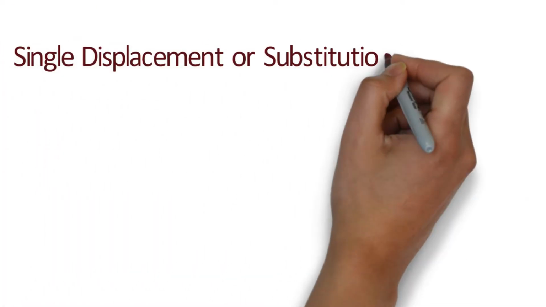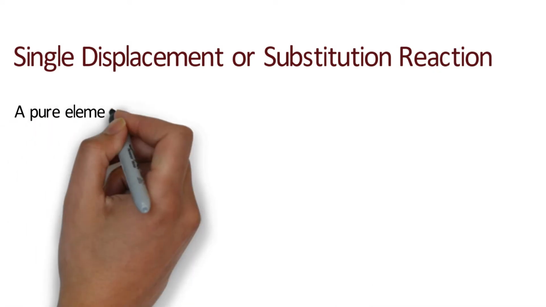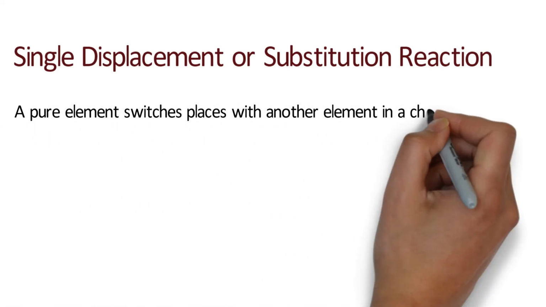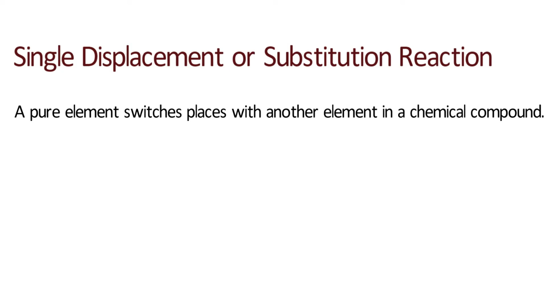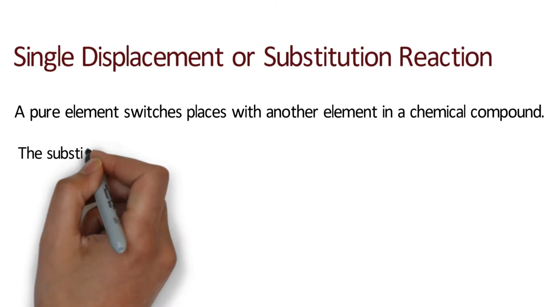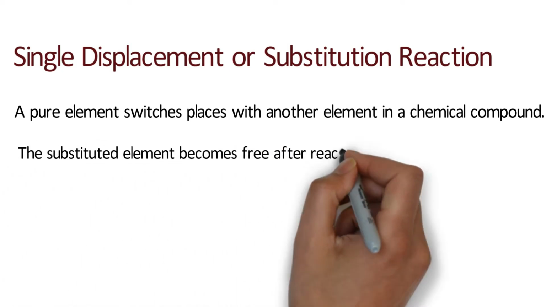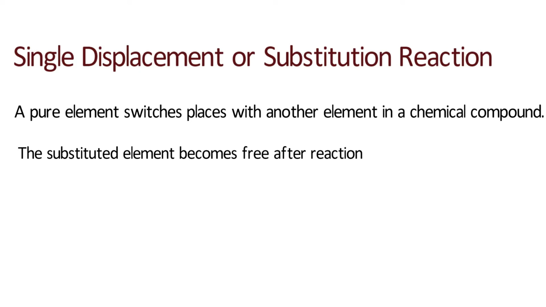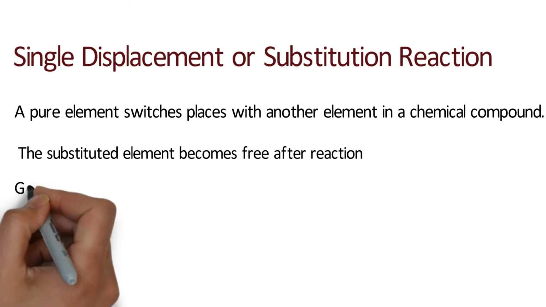Single displacement or substitution reaction. Single displacement reaction occurs when a pure element switches places with an element in a chemical compound. Essentially, two atoms switch places where one of the atoms isn't stuck to anything. So it's a free element now.